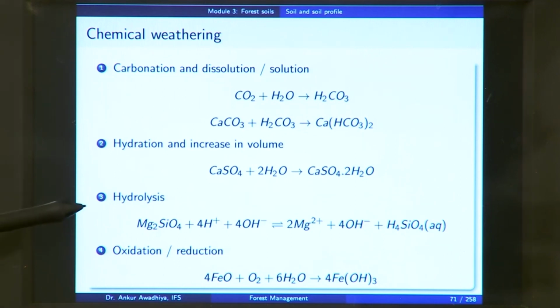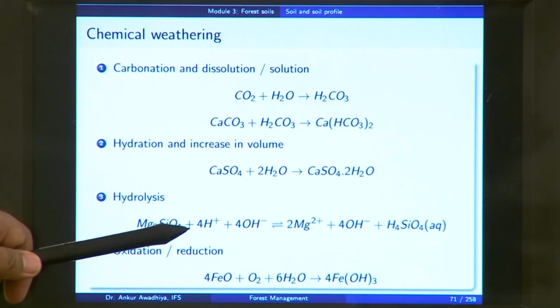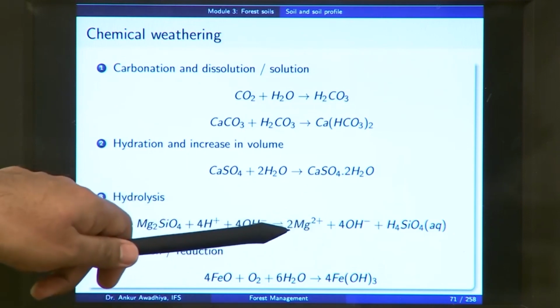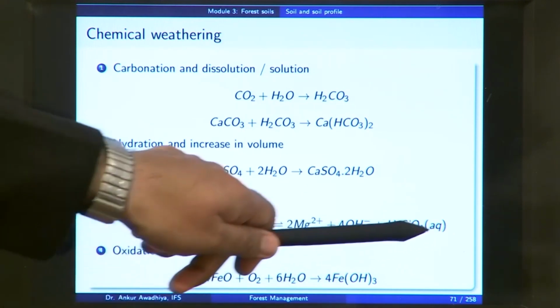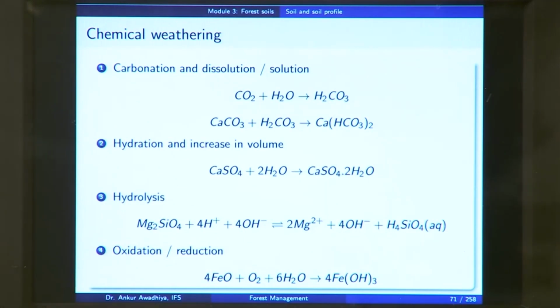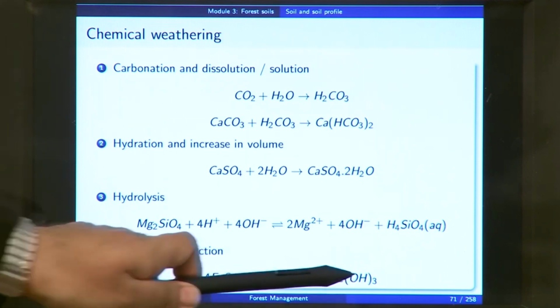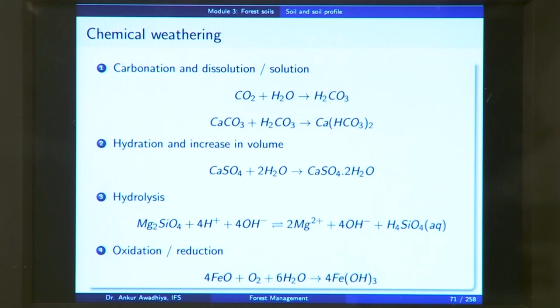Then you can have hydrolysis. So, you have magnesium silicate, which when it reacts with water, forms all the different ions. So, you have magnesium ions, you have the hydroxyl ion, and you have this H4SiO4, the acid, which again dissolves. So, you have this magnesium silicate that was there in a solid form, but through the action of water it is getting dissolved, and so the rock is breaking up. Then you can even have redox reactions, oxidation or reduction. So, for instance, iron oxide, with oxygen and water, forms the iron hydroxide, and here again there is a change in the volume.